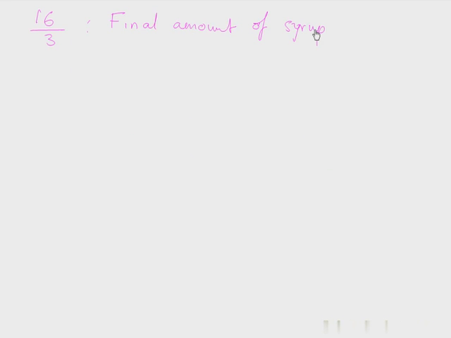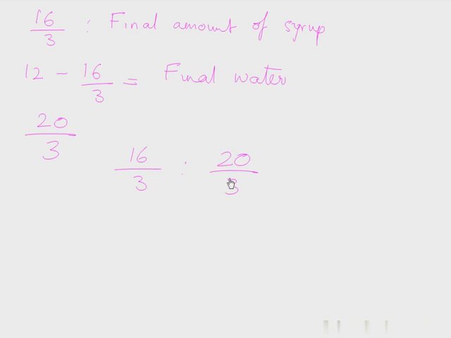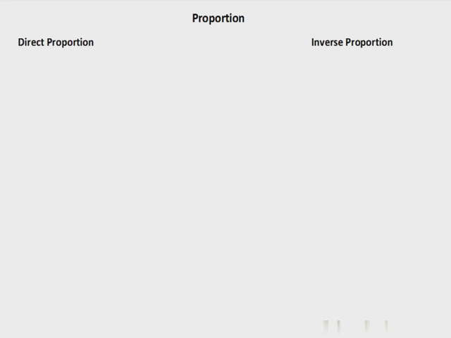Since totally there are going to be 12 gallons, 12 minus 16 by 3 is the final amount of water, which is 20 by 3. So they want the ratio of syrup to water. That's 16 by 3 is to 20 by 3. That's 16 is to 20, which is 4 is to 5. And that's our answer. Syrup to water after 2 iterations of removing 4 gallons and replacing with 4 gallons of water each time gives me a ratio of 4 is to 5.